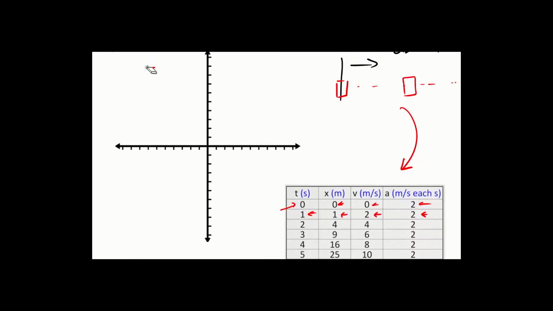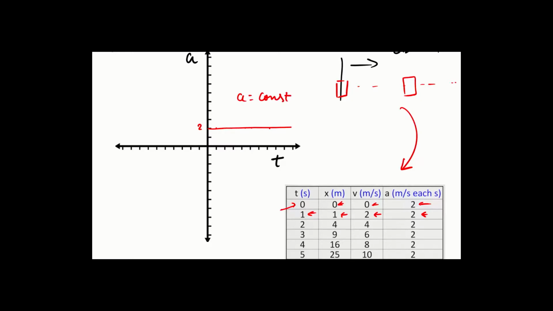So let's start with the easiest graph. The easiest graph would be the acceleration versus time graph. What to do? Plot the points. This is 2 over here. So 2, 2, 2, 2, a straight line. That means acceleration is constant.